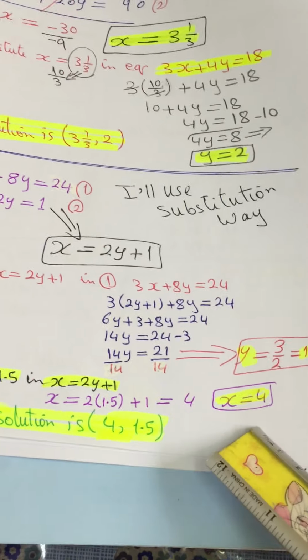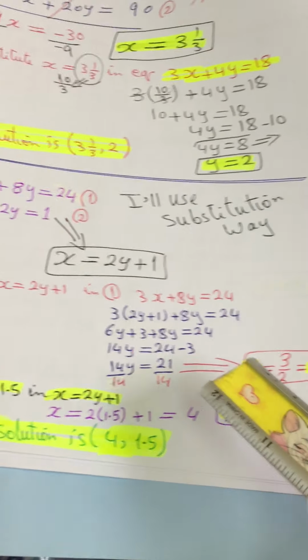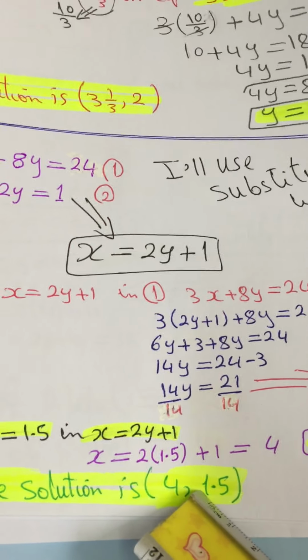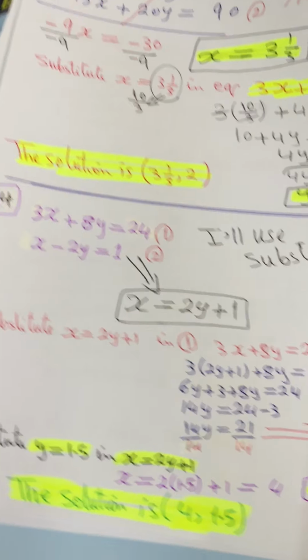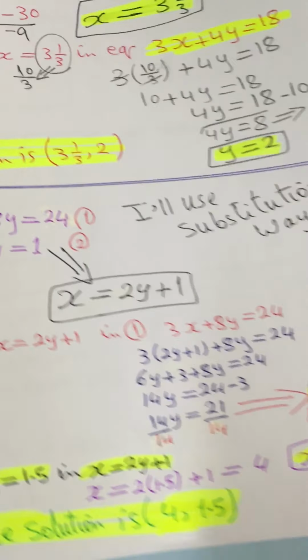So x equals 4. Now I have the value of x and the value of y. Write the solution as x, then y. So the solution is 4 and 1.5, like this. This is number 14. The solution is 4, 1.5.